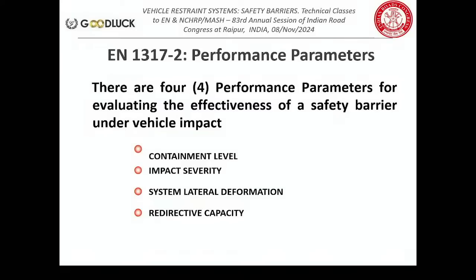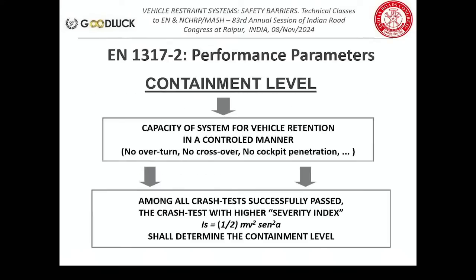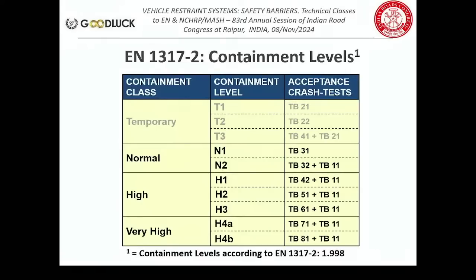How do we compare two safety barriers which have undergone the same crash test? There are basically four performance parameters under which the safety of the barrier can be examined. The four parameters are containment level, impact severity, system lateral deformation, and redirective capacity. What is a containment level? The containment level is the capacity of a system to retain a vehicle in a controlled manner.